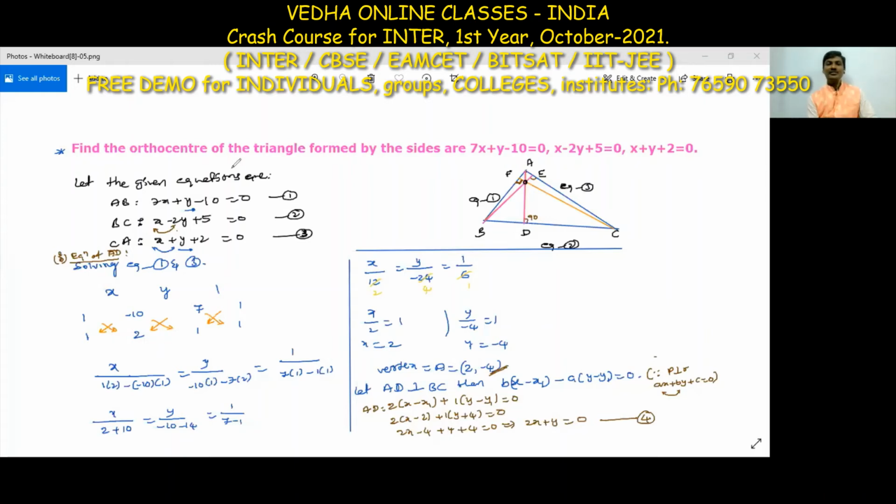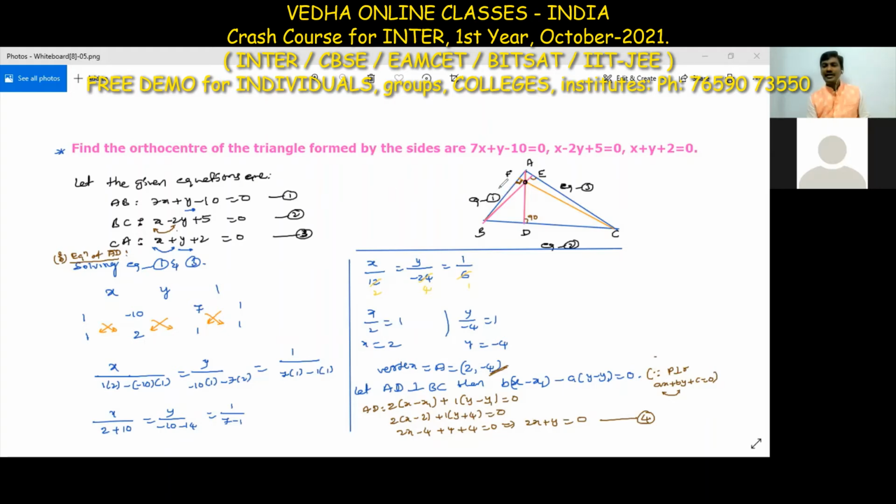Find the orthocenter of the triangle formed by the sides 7x plus y minus 10 equal to 0, x minus 2y plus 5 equal to 0, x plus y plus 2 equal to 0. These are the given 3 sides. I am considering one side as AB, another as BC, and one more as CA. So the first equation I took as AB, then BC, CA.